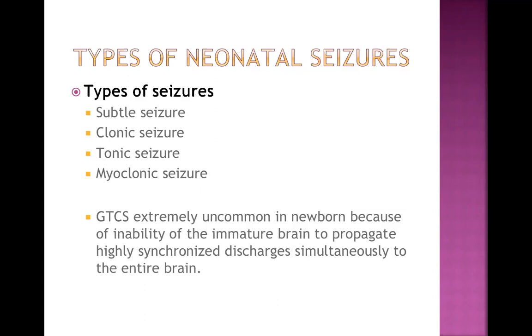Now, generalized tonic-clonic seizure, or GTCS, is extremely uncommon in the newborn because of the single fact that the brain in the newborn is an immature brain. This immature brain doesn't have good synaptic junctions developed between the neurons. So if abnormal electrical discharge originates from one area of the brain, that cannot propagate in a synchronized way everywhere in the entire brain. As a result, GTCS, or generalized tonic-clonic seizure, is not common in the newborn.